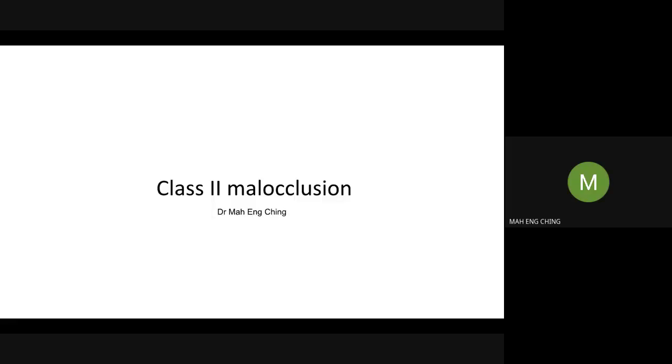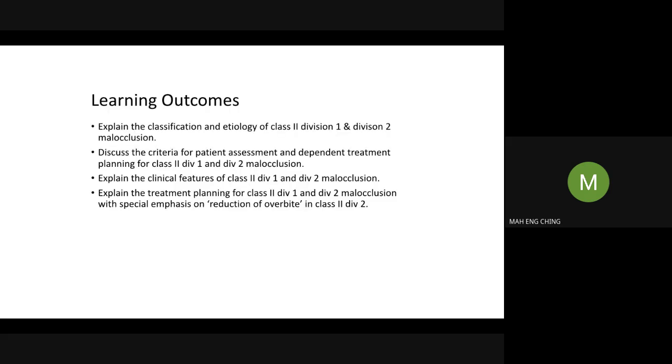Right. So today we're going to talk about the class 2 malocclusion. We are going to talk about the class 2 division 1, then followed by the class 2 division 2. So what's the learning outcome today? At the end of the lecture, you should be able to explain the classifications and the etiology of class 2 division 1, and then followed by the class 2 division 2 malocclusion.